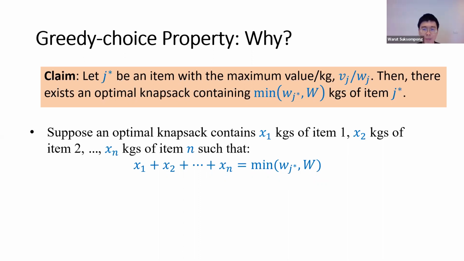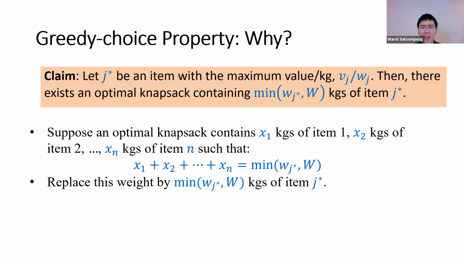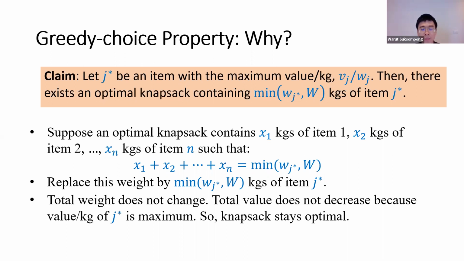But suppose this amount is being used also for other items, using it to choose some weight of item 1, some weight of item 2, and so on. So what we claim is that it doesn't hurt to replace this weight by just item j*. Why not give this whole space to item j*? And the point here is that the total weight would not change, because we're fitting in the same amount of weight.